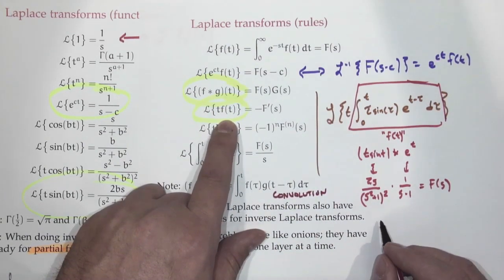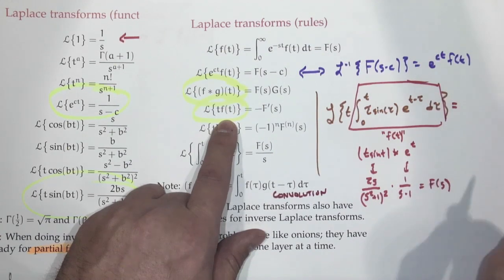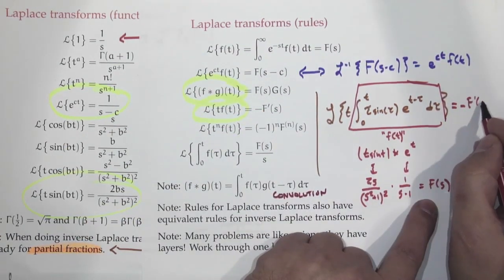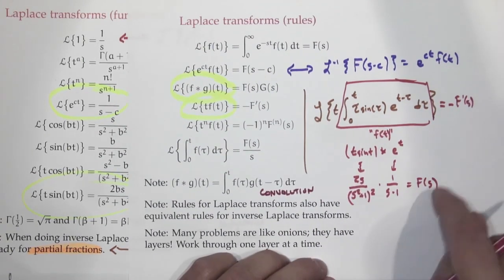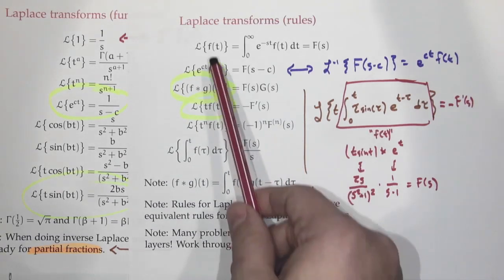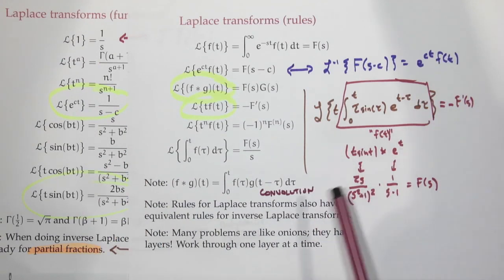So our answer will be minus f prime of s. Now, we'd have to work through what the derivative is, but in the interest of time, we won't do that. But that's how you can combine things. You can just pick a few rules, and you combine them together.